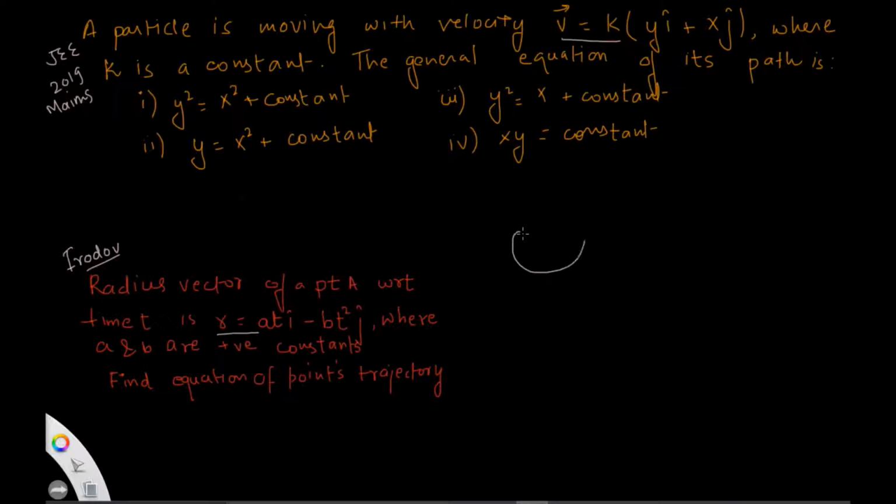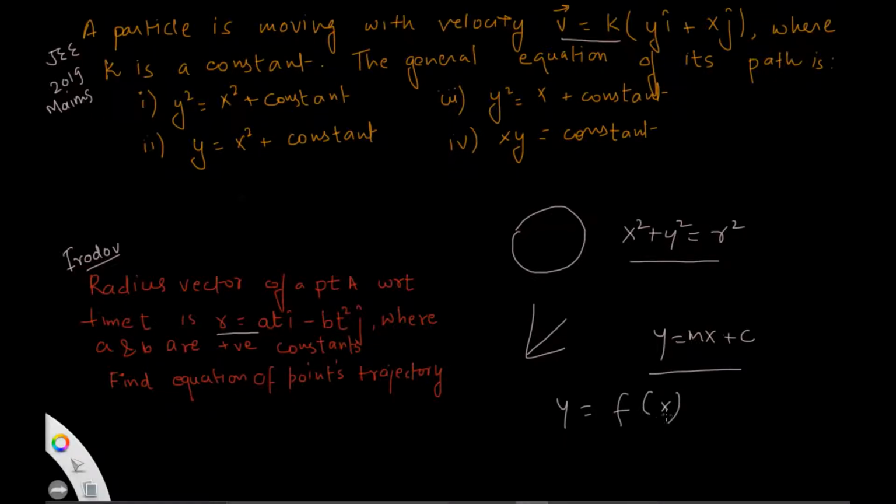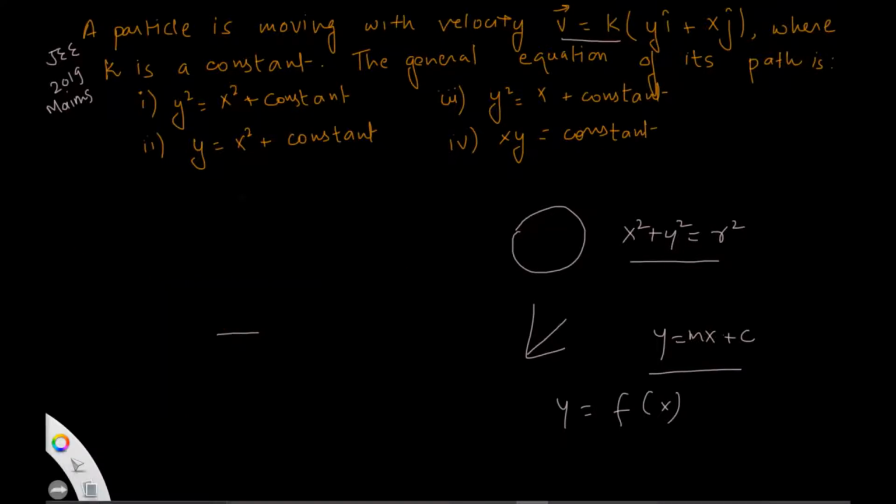Whenever a particle moves, it might move in a circle whose equation will be like x square plus y square equals r square, some constant, or it might travel in a straight line, which will be nothing but y equals mx plus c, as you all know, or it might be something else. But it is nothing but y as a function of x, and some constant which can be anything. Now let's see how to attempt such questions.